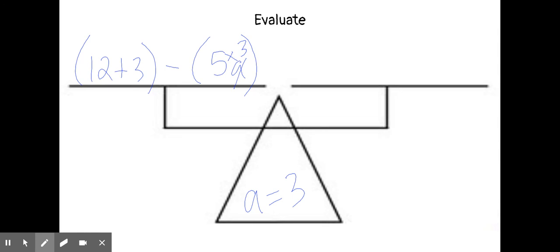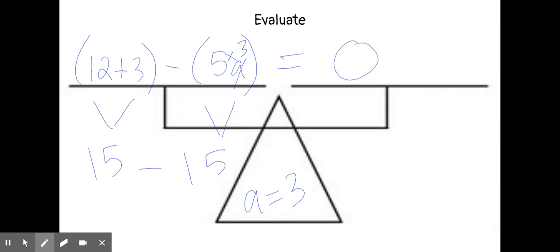I'm going to throw that multiplication symbol in there so that I don't accidentally make a mistake, because that's not a 53. 5a means 5 a's. If we substitute a for 3, we have 5 3's, not 53. 5 3's, so that's 5 times 3. All right, so now I'm going to go left to right. 12 plus 3 is 15. 5 times 3 is 15. 15 minus 15 is 0.